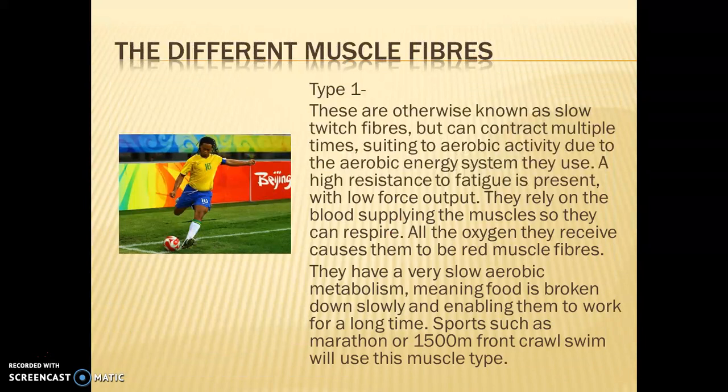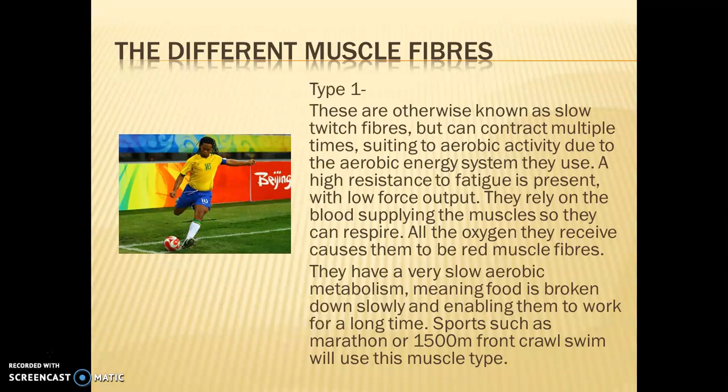The different muscle fibers. Type 1, otherwise known as slow twitch muscle fibers. These contract slowly, but can contract multiple times, suited to aerobic activity due to the aerobic energy system they use in having a high resistance to fatigue, with a low force in the muscle itself. They are required to contract multiple times to complete multiple repetitions.